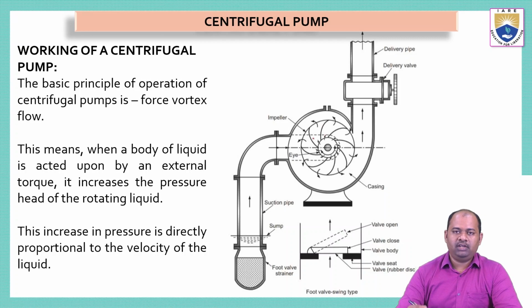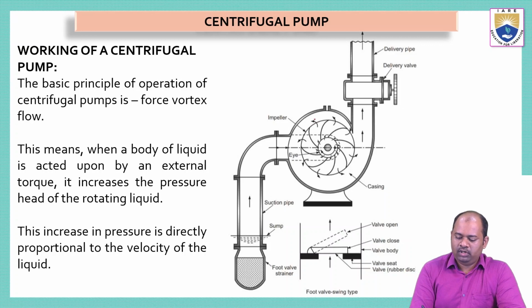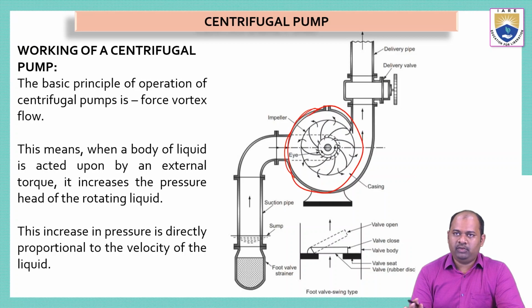Now this impeller will rotate, which will make the water rotate. So this entire casing is filled with water. Because of this, when we rotate the impeller, what happens? The water inside the casing will rotate at a very high speed. So this rotation can be used to increase the velocity and the pressure of the water.